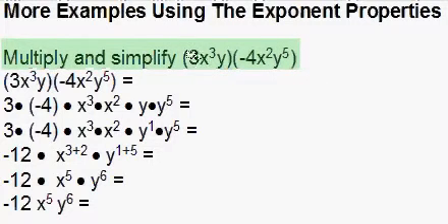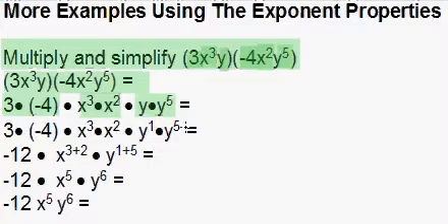We have 3 times x to the third times y, and then that's times negative 4 times x squared times y to the fifth. By the commutative property of multiplication, we can then rearrange all these products and group them together according to the type of term they are, the type of base they are. I'm going to group and put the 3 times the negative 4. I'm going to put the x cubed times the x squared, because those are the same base. And then I'm going to put the y next to the y to the fifth.